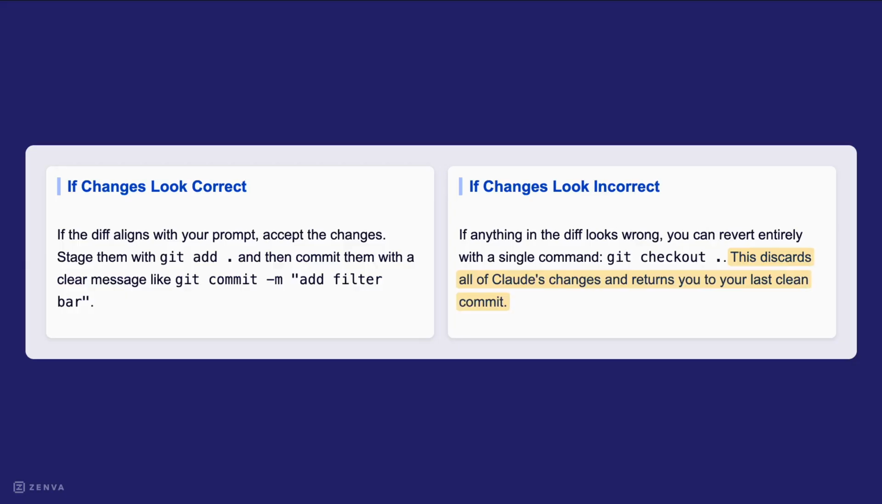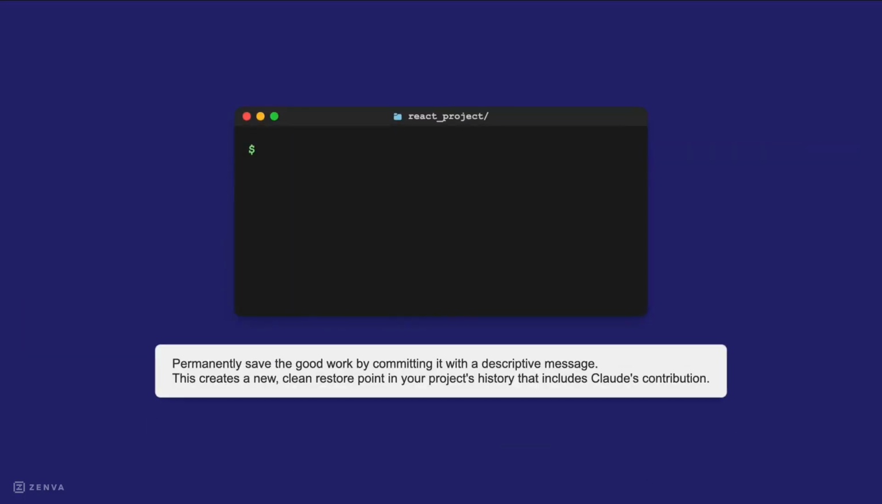The revert command takes you back to your last commit, as if the session never happened. This gives you a fresh start to change your prompts and try again without cleaning up. Once the good work is staged and you save it by making a new commit with a clear message, this finishes Claude's work, making a new restore point in your project's history that includes all the accepted changes.